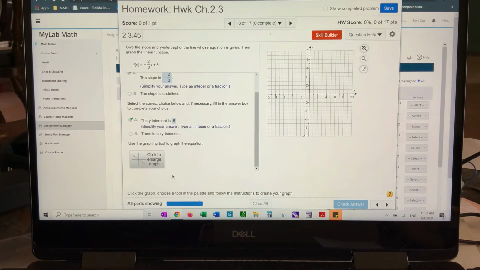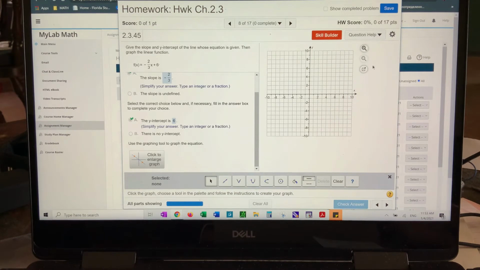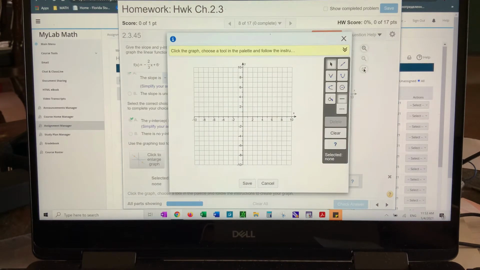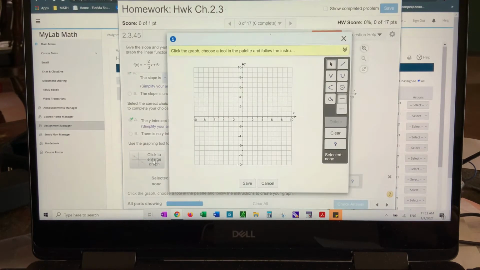Next, we are going to graph this function. There are two ways. One, you can graph it right here the way it is, or you can use the pop-out window, which is the same thing. Click to enlarge the graph, and it will show a pop-up window.